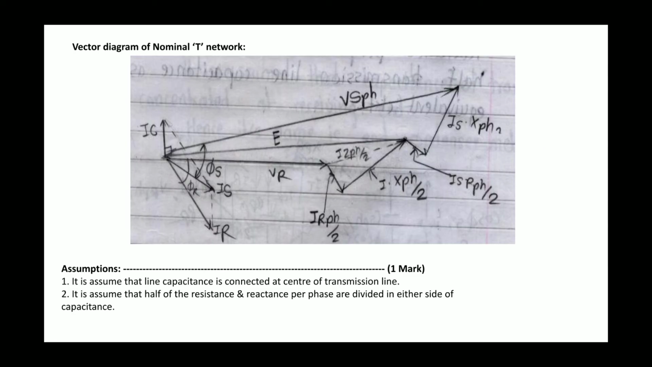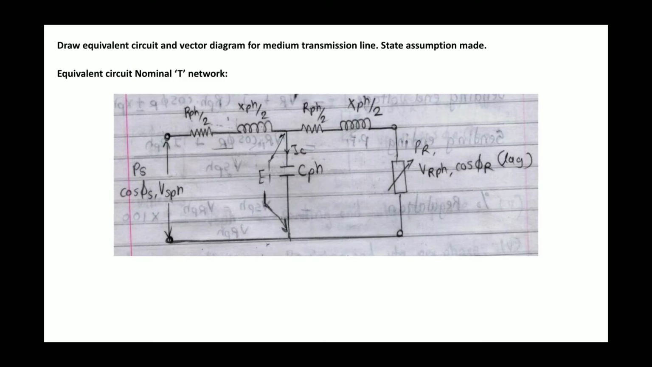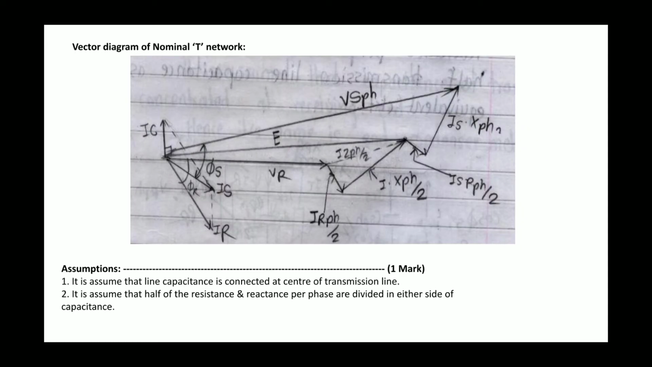Then it is assumed that half of the resistance and reactance per phase are divided on either side of the capacitor. So half of the portion, this one and this one. So we consider in the medium transmission line, half of the portion is connected on one side of the capacitor, and the second half is connected on the other side of the capacitor. This is the assumption.